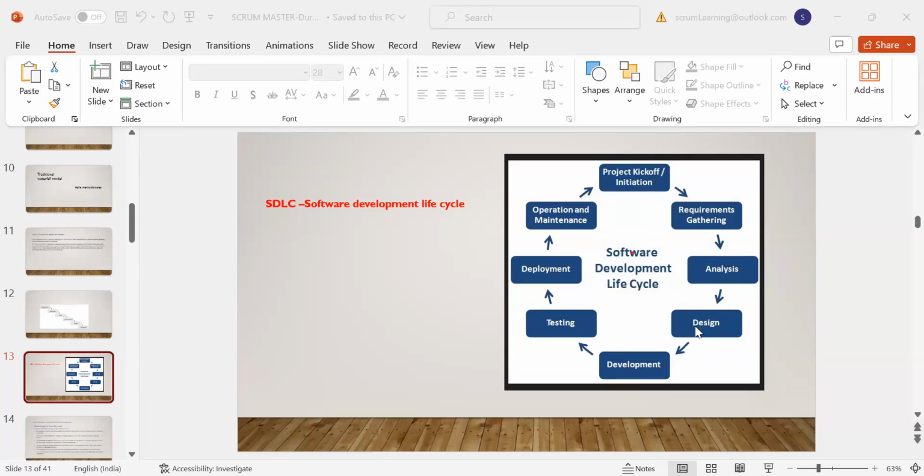So once the design is ready, the design is mostly done by the SMEs, the subject matter experts, the architects who have a lot of experience in these types of things. So they will be involved. Then it will go to the development phase.